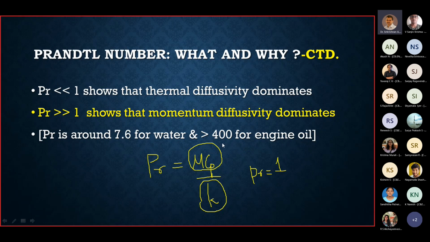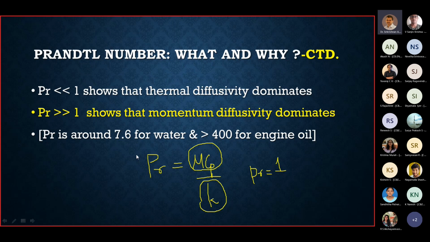high values of Prandtl number, like 400 and above. So these are some typical values. So it's useful to keep in mind the values of Prandtl number as standard conditions for water and air. Air is 0.71 and water is around 7.6.